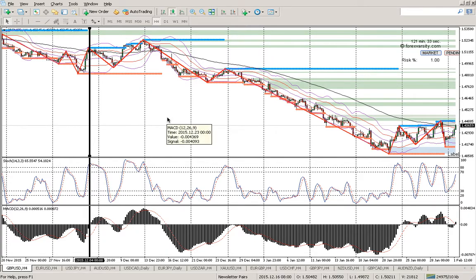So why the equilibrium line, the zero line, is so important with the MACD is because it shows once price has lost its strength and now is ready to turn.